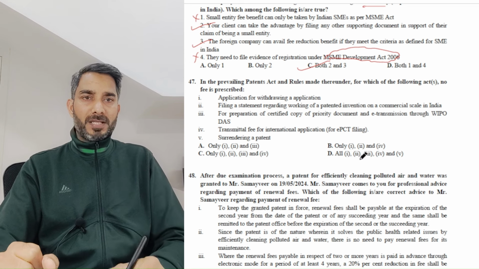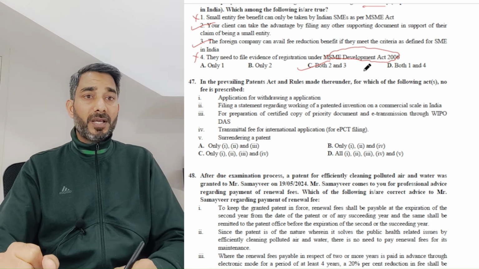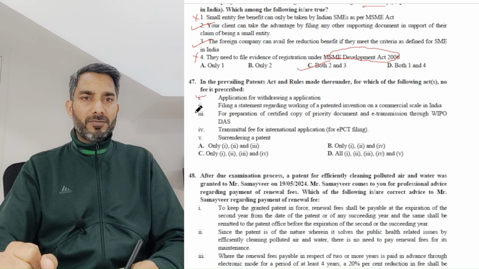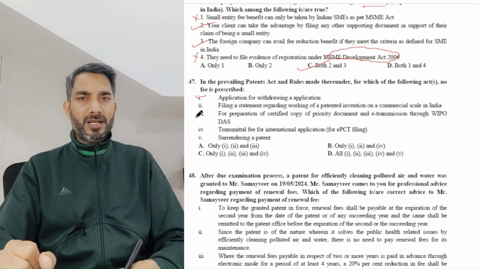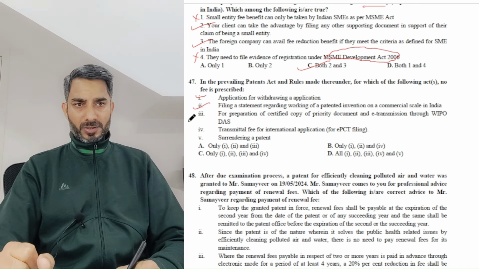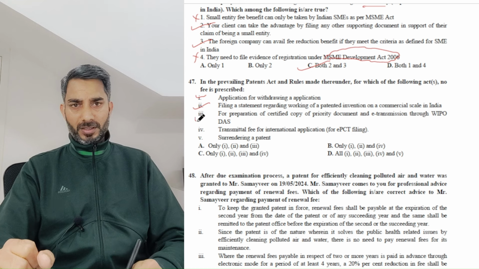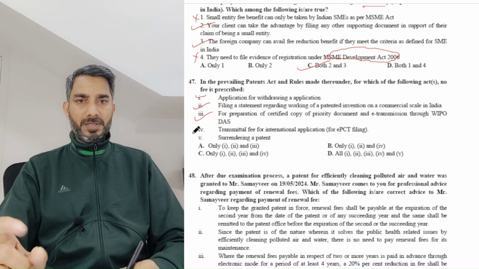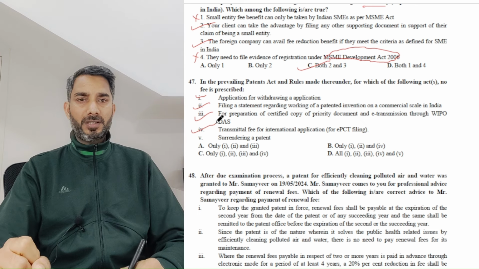In the prevailing Patents Act and rules thereunder, for which of the following acts is no fee prescribed? Withdrawing an application. I think you can do it for free. Filing a statement regarding working of a patented invention on a commercial scale. Yeah, Form 27 is free. Preparation of a certified copy of priority document and e-transmission through WIPO, this is also free. Transmittal fee for international application for e-PCT filing. Yes, this is also free.